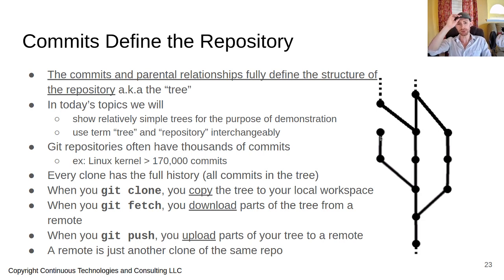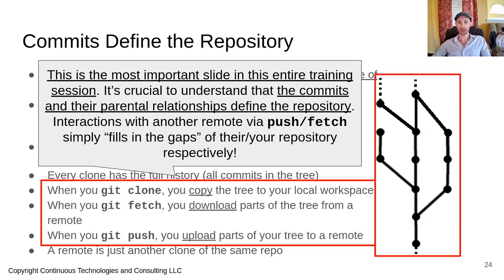Just know that these Git repositories that are used in real software development projects can have thousands of commits. For example, last time I checked, the Linux kernel has over 170,000 commits. And I've said it before, but I'll say it again. All of the interactions with another remote that happen through push and fetch are simply filling the gaps of their or your repository respectively. This is the fundamental basis of all Git, and super important to understand before we talk about more advanced mechanisms like branches.